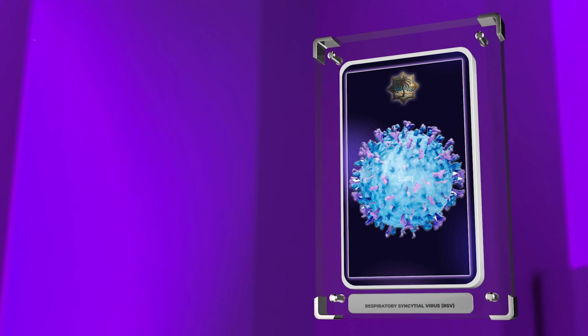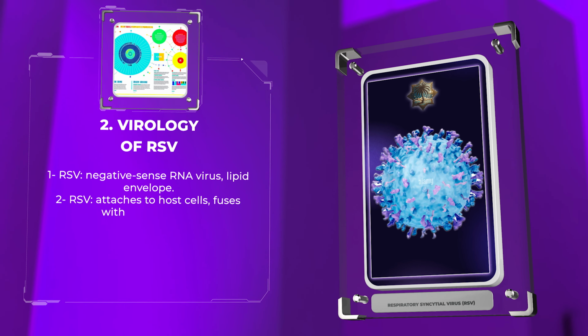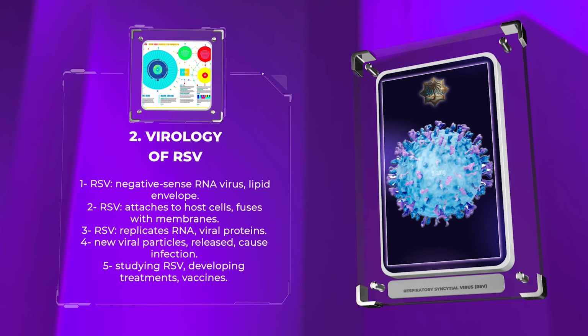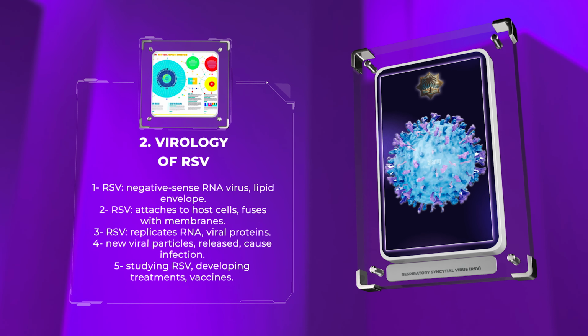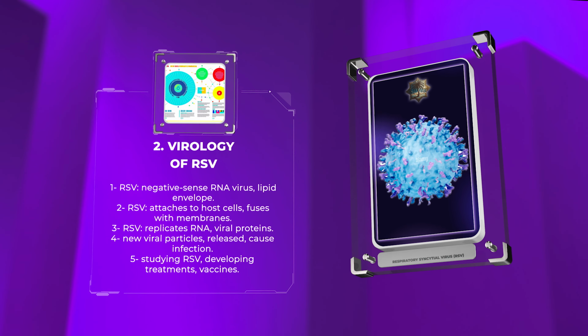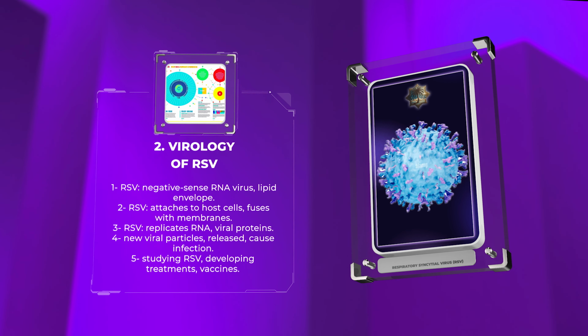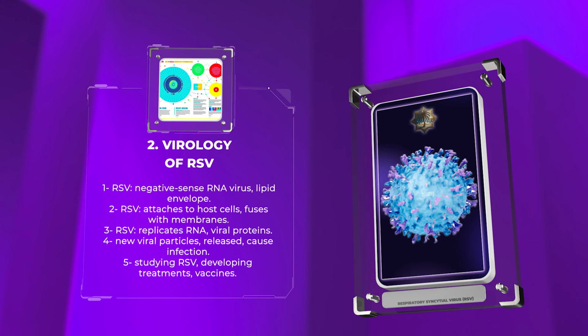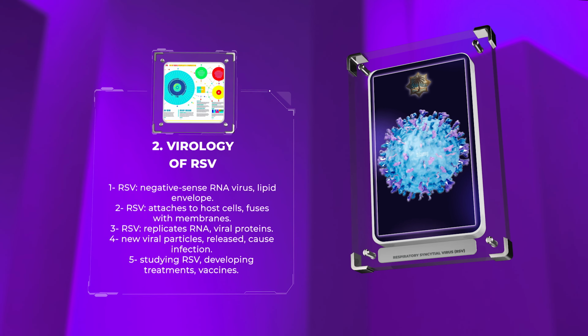RSV is a negative-sense RNA virus with a lipid envelope. It attaches to host cells, fuses with their membranes, and replicates its RNA to produce viral proteins. These proteins assemble, creating new viral particles that are released and cause further infection. Studying RSV helps in developing treatments and vaccines.